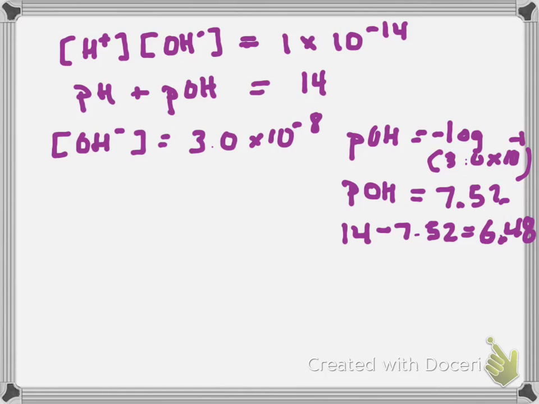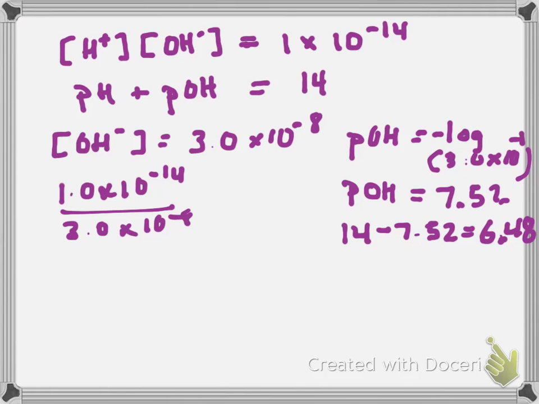Another way you could do it is actually back over here, solve for the hydrogen ion concentration, which in this case would be 1.0 times 10 to the minus 14th divided by 3.0 times 10 to the minus 8th. That gives me a hydrogen ion concentration of 3.33 times 10 to the minus 7th. And then I can plug that into our original pH equation, which would look something like this.